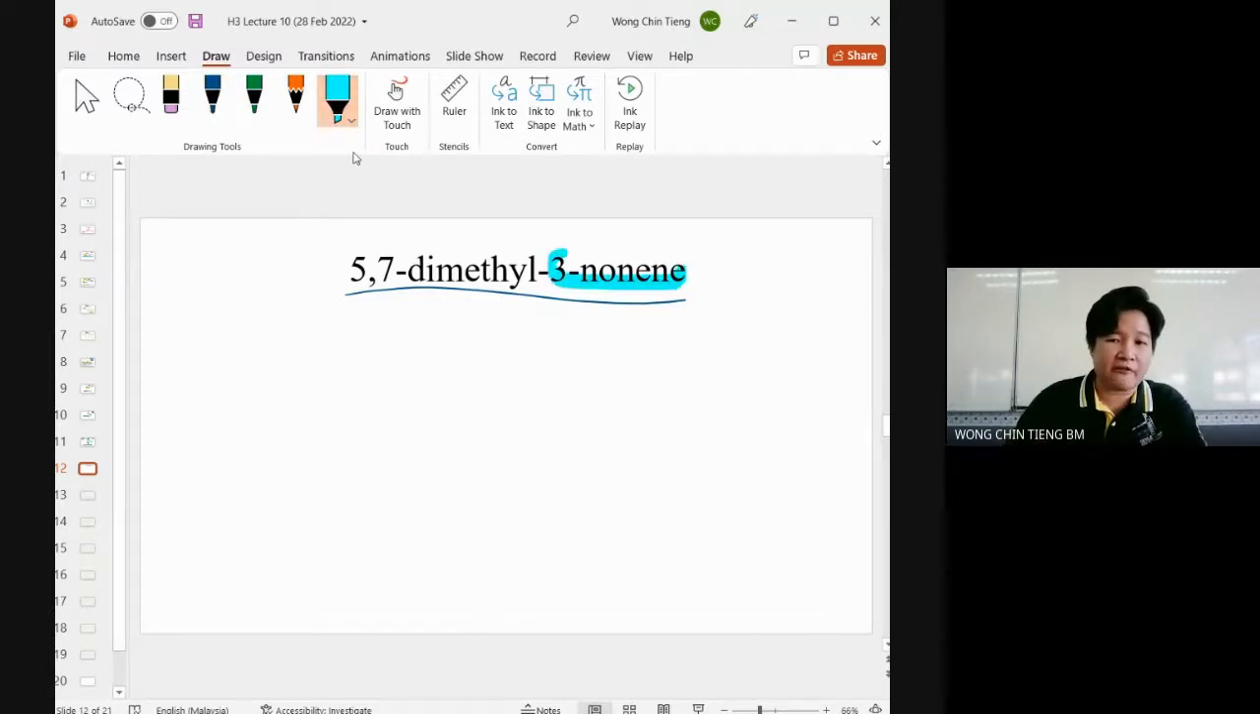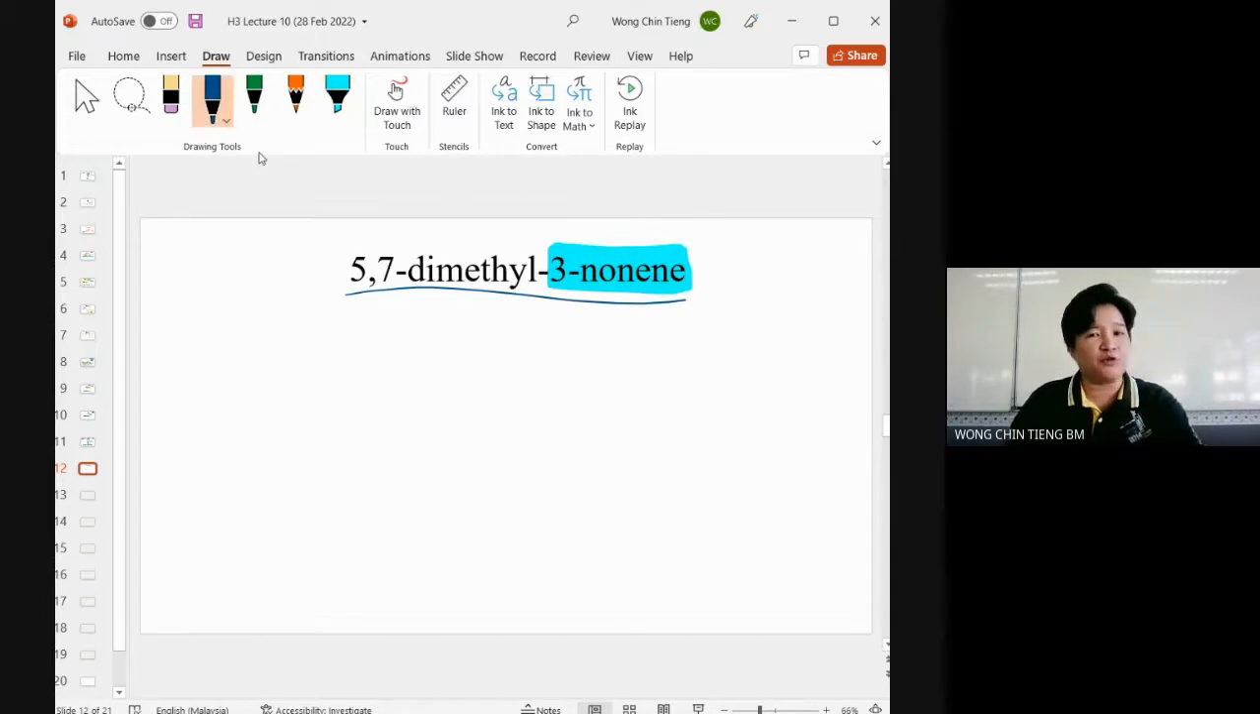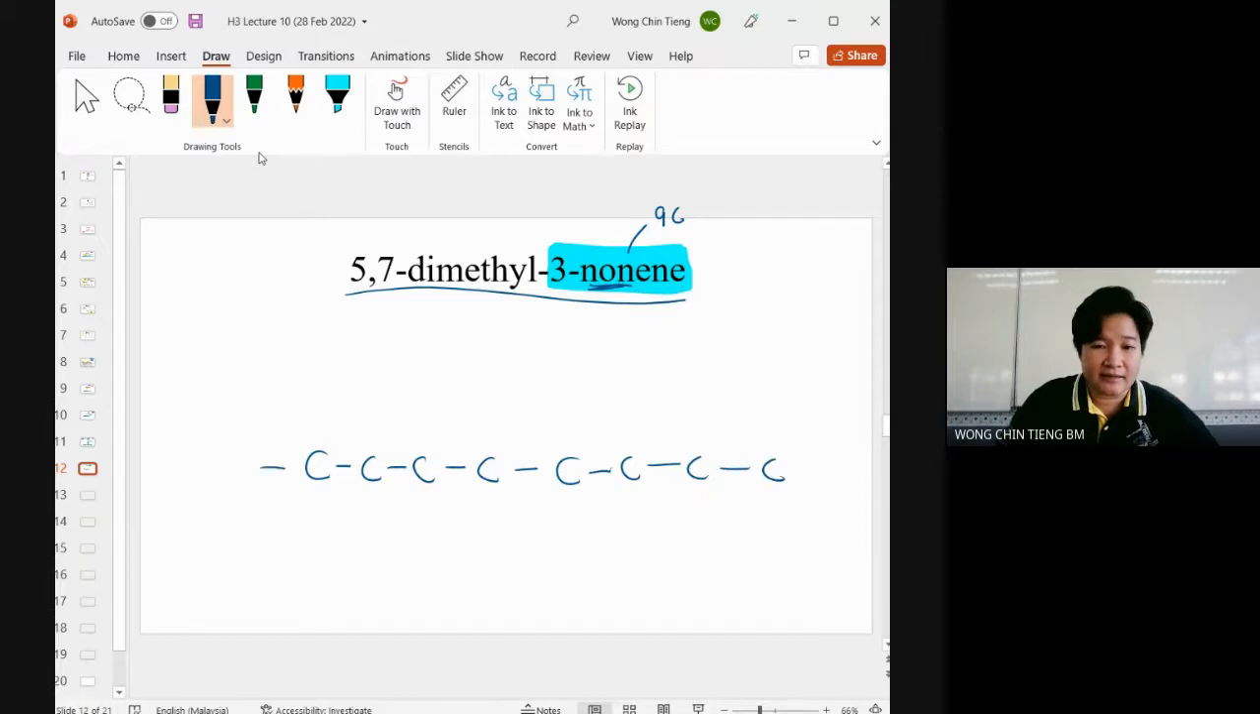Always start with the parent. You always start like how you are giving name. Bila kamu bagi nama, kamu mula dengan parent. So bila kamu lukis, kamu mula dengan parent. Nonane. Nonane bermakna 9 carbon. So how I will draw? I will start with a straight chain 9 carbon. After I start with a straight chain 9 carbon, I will then put down the number. Ikut diri kamu, 1 kiri, 1 kanan, up to you. Tapi nak senang, ikut je lah.